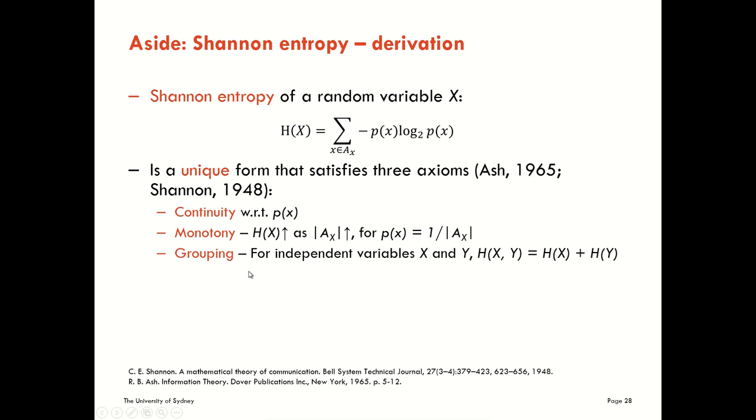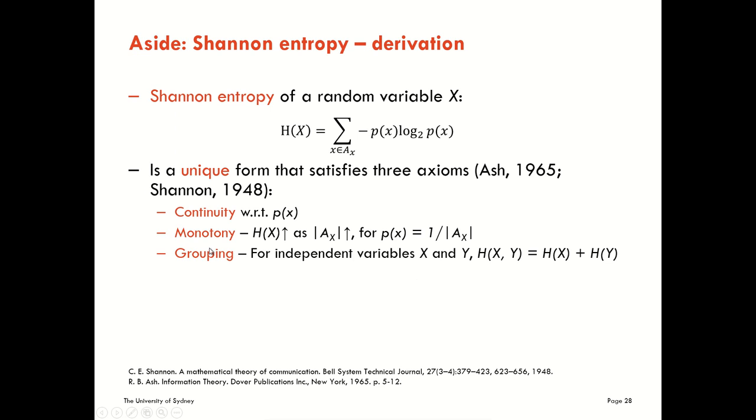And the last axiom is what's known as grouping, which means that for independent variables, we require that the entropy or the average uncertainty is equal to the sum of uncertainties across those variables. Let me emphasize again, that's just for independent variables. That makes sense, right? If our variables are independent, then the total uncertainty should be a sum of each of them, because learning about one doesn't tell us anything about the other one.